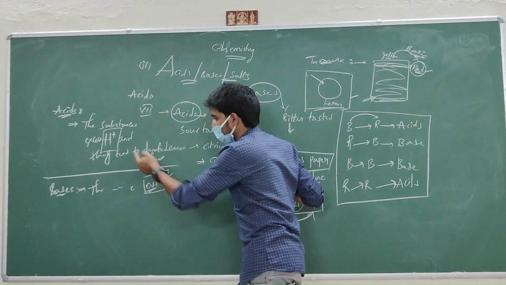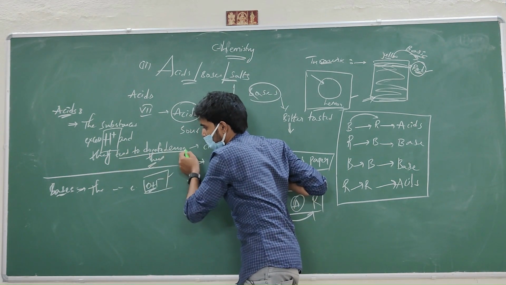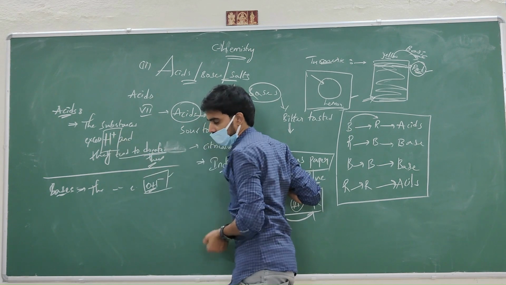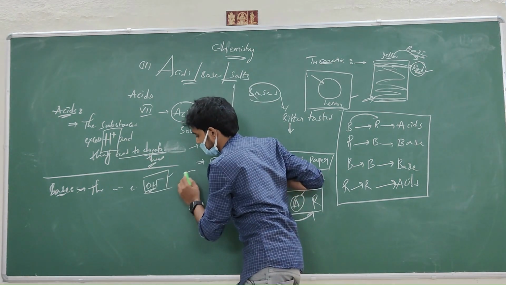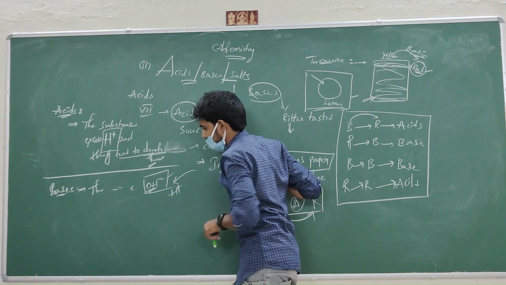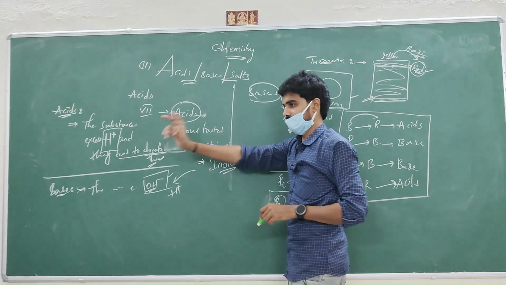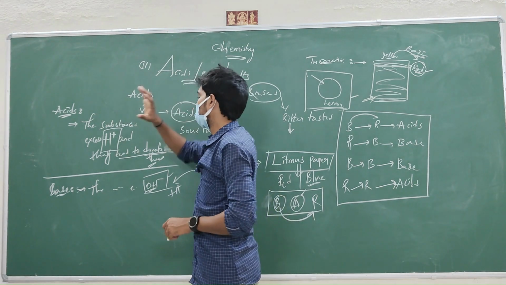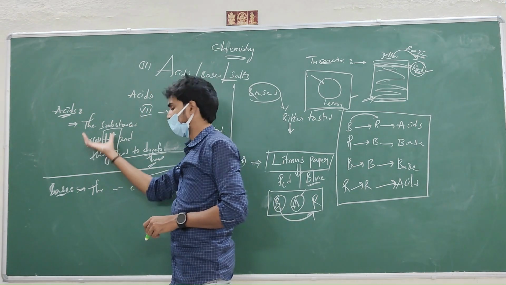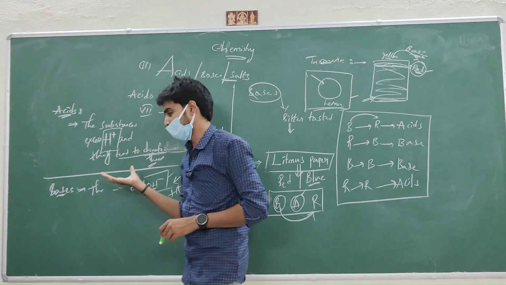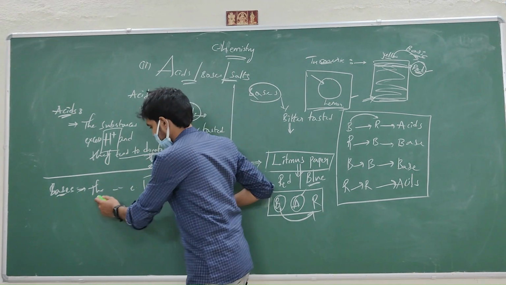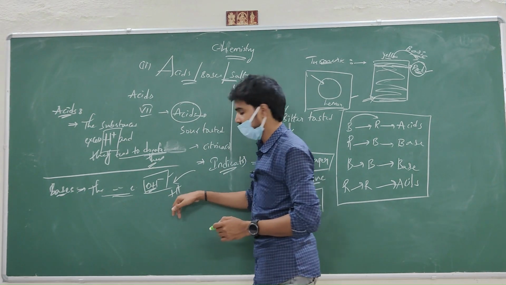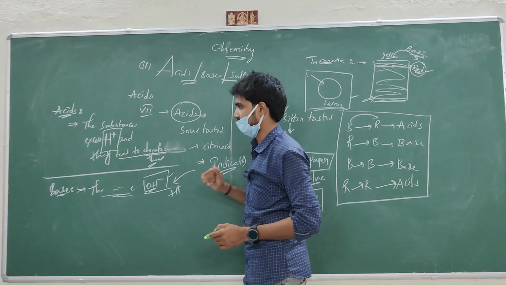Those acids donate these H plus ions, and these bases just accept those H plus ions. The definition is very simple, right? Acids are the substances which have excess of H plus ions and tend to donate them, while bases are the substances which have excess of OH minus ions and tend to accept these H plus ions.